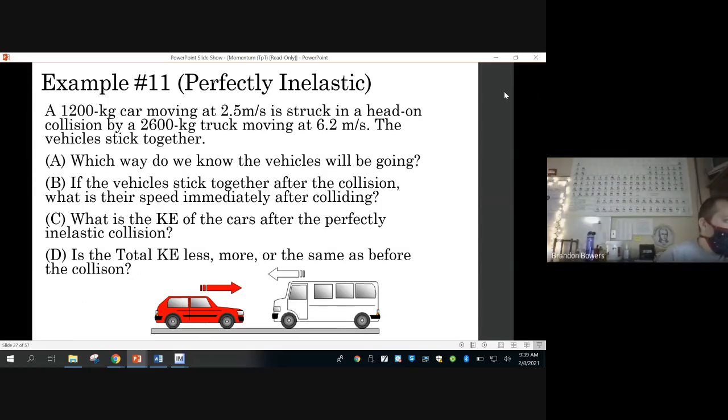So let's see. If the vehicles stick together, what is their speed immediately after colliding? Same thing we just did. So you subtract instead of adding, since they're going in opposite directions. You're going to have mass times velocity. The velocity of the truck is left, so it's going to be negative. So you're still adding, but it technically would be subtracting. Right?